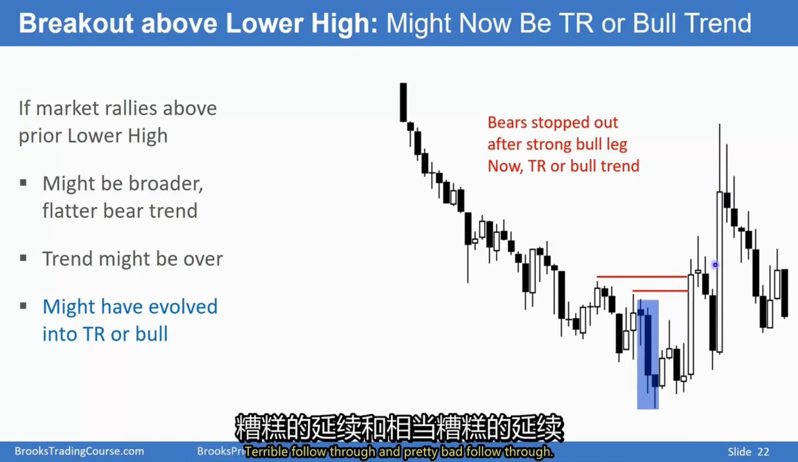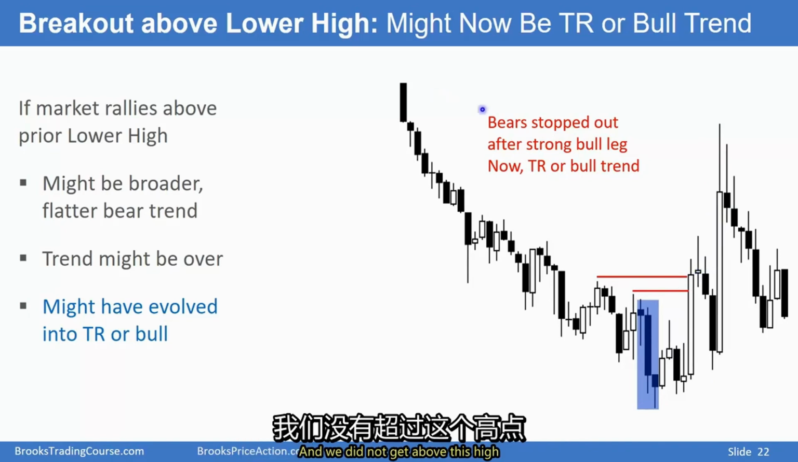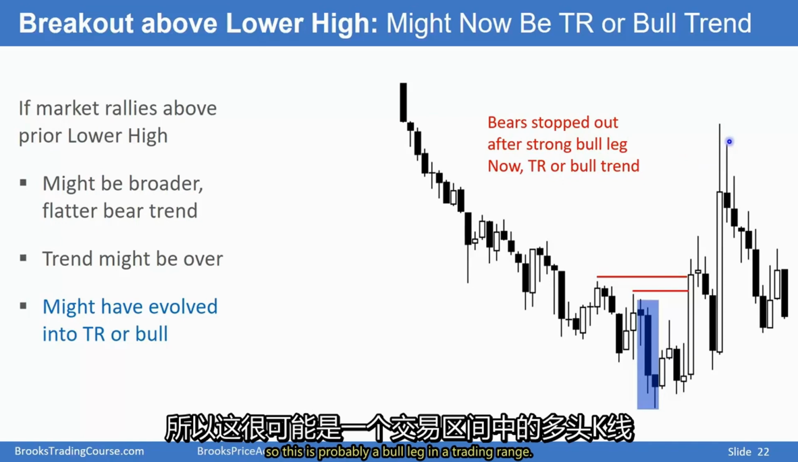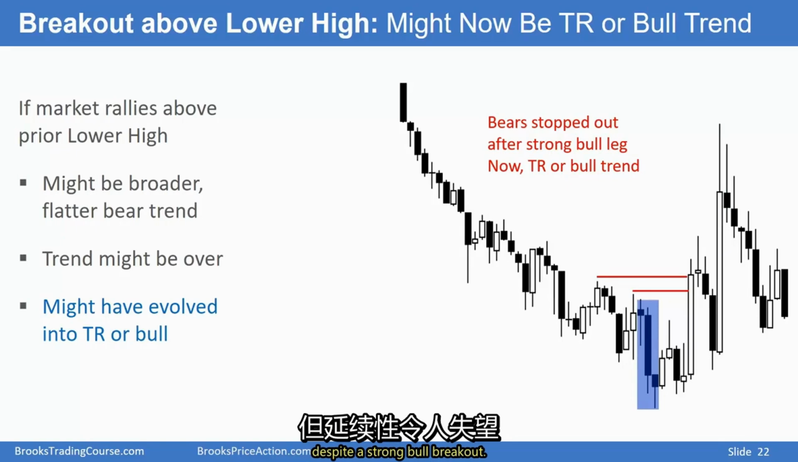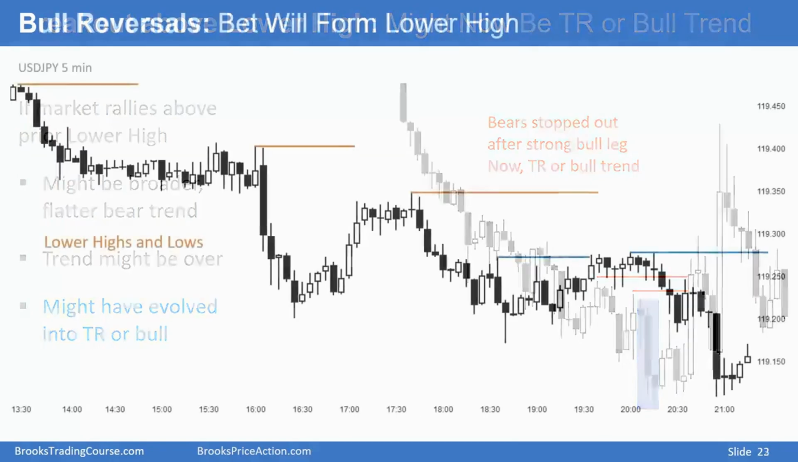First leg up, pull back, second leg up, terrible follow through, and pretty bad follow through. And we did not get above this high, so this is probably a bull leg in a trading range. A lot of bears will sell that. And the bulls probably would get out because of disappointing follow through despite a strong bull breakout.